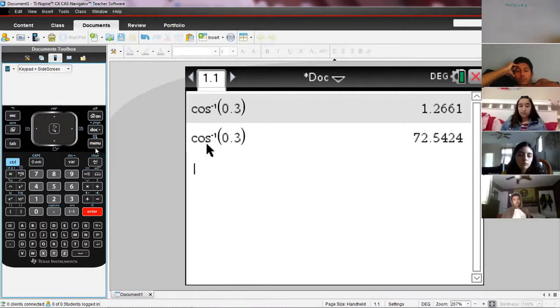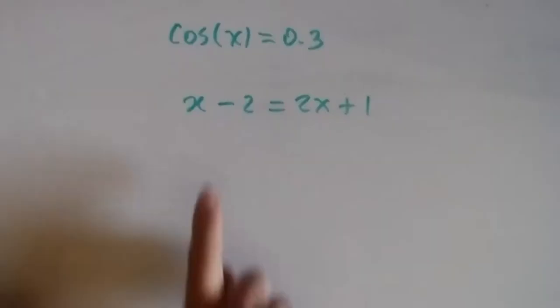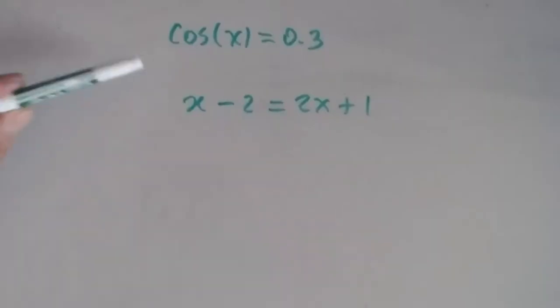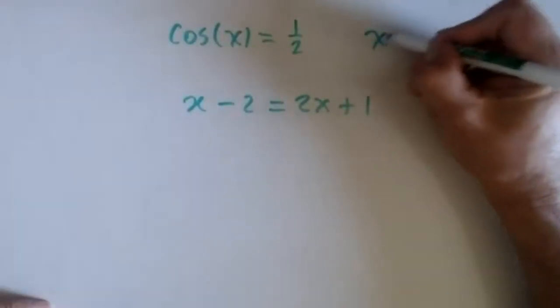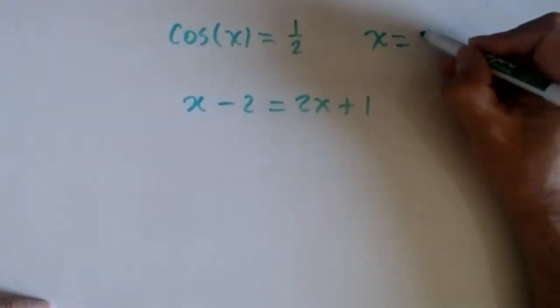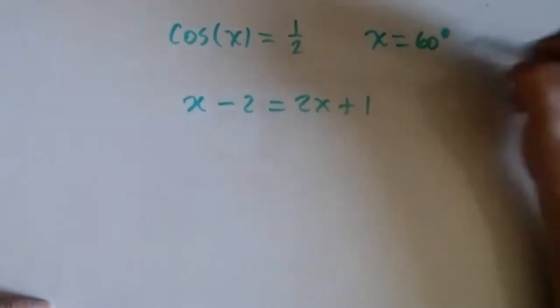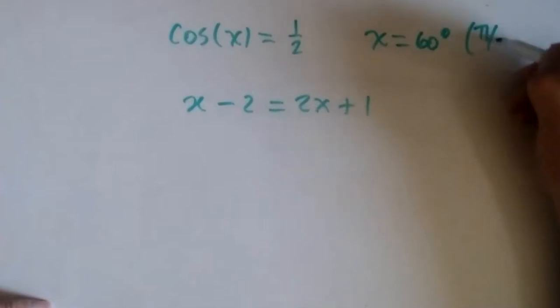it's like we are going to make a shake. If you remember, for instance, x minus 2 equals 2x plus 1. Let me just stop here sharing, and then you have this equation, right? We solve this equation, correct? For instance, let me just put here 1/2. This is x equals 60 degrees, correct? Or pi over 3.